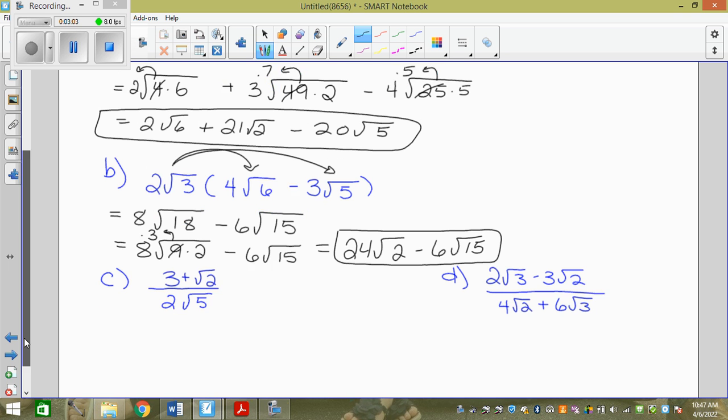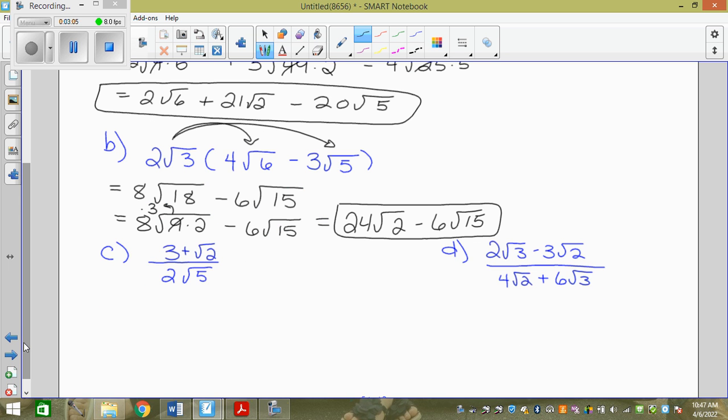Move on. Okay. C has a monomial in the denominator, 2 root 5. When there is a monomial denominator, what must I do? Multiply by whatever the radicand is, so root 5. If there are 2 terms, you multiply by the conjugate. So we're going to multiply by root 5.